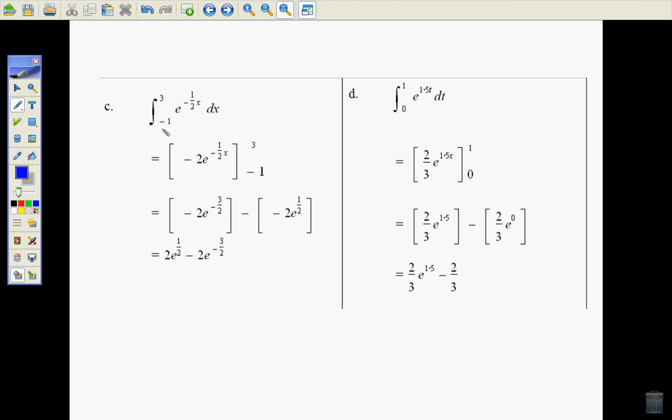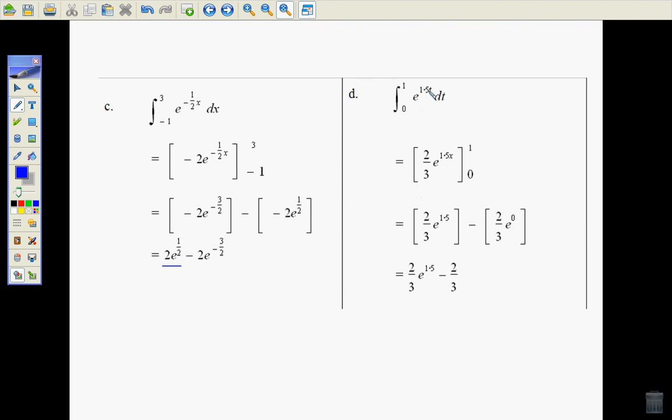See here, we're going from minus 1 to 3 of e to the minus a half x, which we integrate and it gives us minus 2 e to the minus half x. So we're going to substitute 3 in, so it gives us 3 over 2. And then we're going to subtract minus 2 e to the half, because we put minus 1 in, it becomes positive a half. Because negative times negative gives us a positive, we're going to put it out the front, 2e to the half, and the minus e to the minus 3 on 2 is just going to be put there. So we can leave it in that form. You can put it as a decimal if you like, but you don't necessarily need to. Leave it in exact form, it's probably easier.